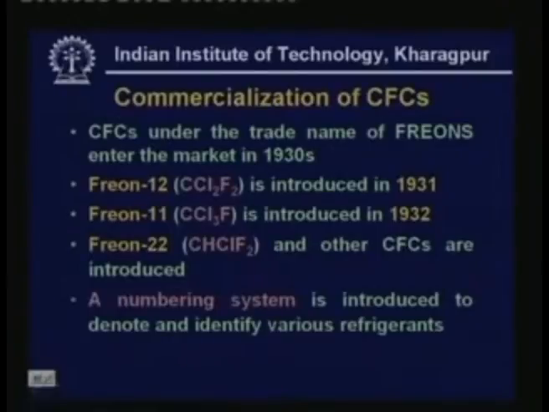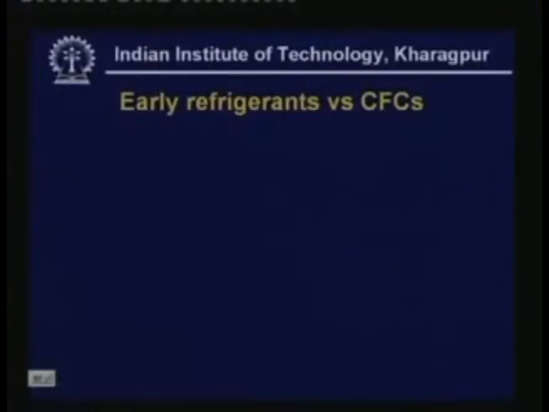Since so many refrigerants were introduced, a numbering system was introduced to identify the refrigerants from its number. That's the reason why, for example, Freon 12 is called R12, and the number 12 has significance, and if you follow the numbering system, you can tell the chemical composition by just looking at the number. So these issues I will discuss when we discuss refrigerants in a later lesson.